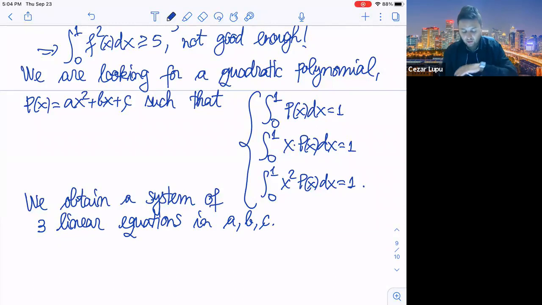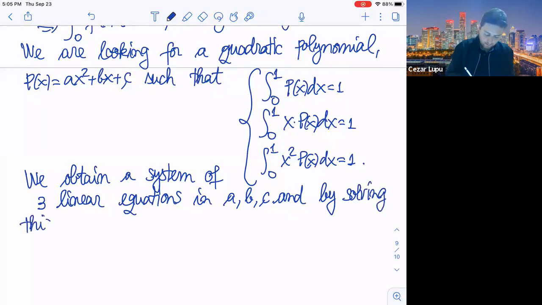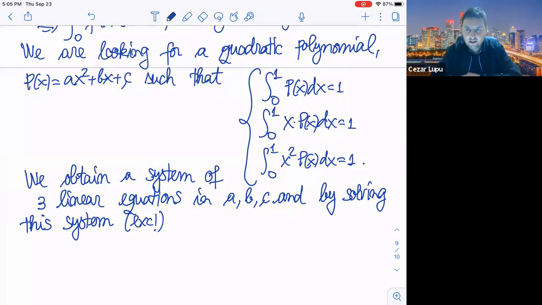In A, B, C, and by solving this system, you can solve it by using the traditional methods from linear algebra, like elimination, Gauss elimination, and so on. You can solve using Cramer's rule. Anyway, I'll leave this to you as an exercise. It's pretty much a super standard linear algebra exam problem.